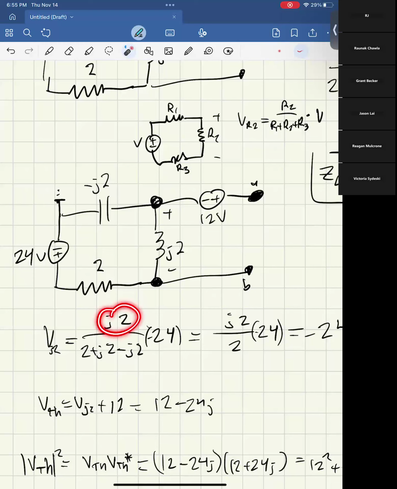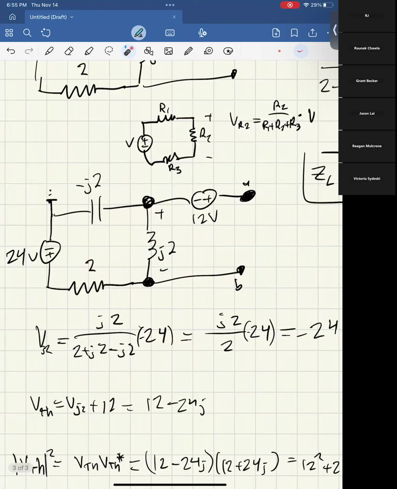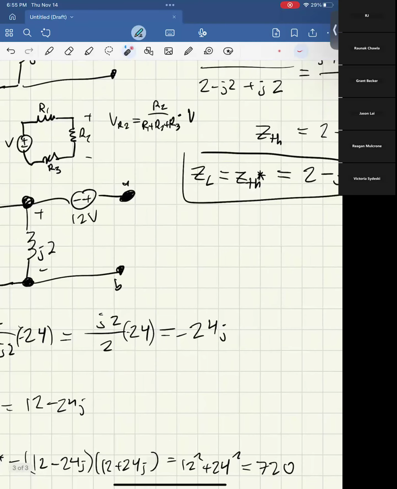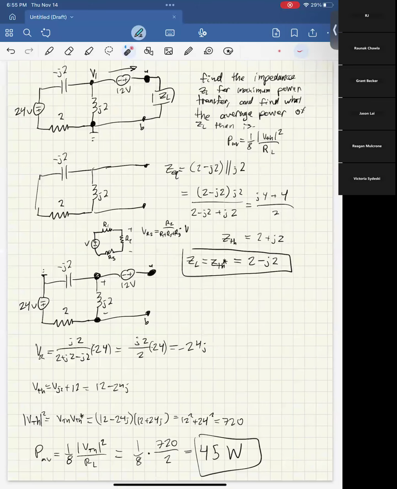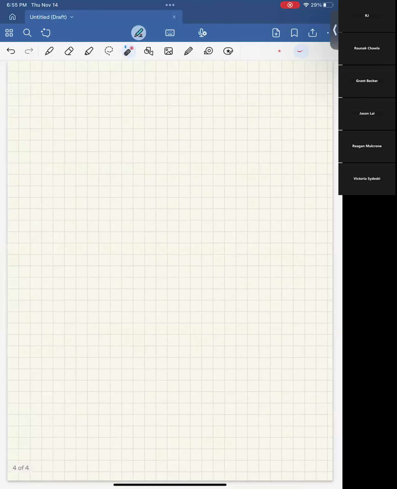You got J2 is the target one, and then on the bottom, we have 2 plus J2 plus negative J2. And then multiply it by the input voltage, which here, since this thing is upside down, is negative 24 volts. And then this is just simplification to there. Okay, moving on. Here's a power factor question covering all the bases.